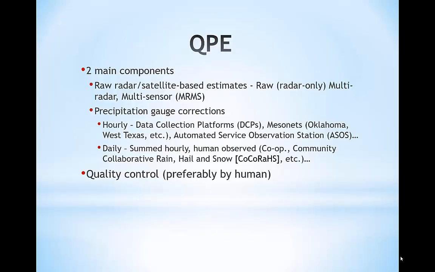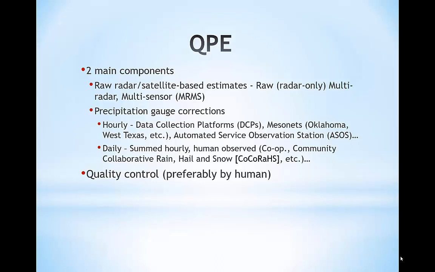Unadjusted, or raw QPEs, typically consist of not only radar information, but may also include satellite data, numerical model input, and/or automated gauge correction. Experience at the ABRFC with creating QPEs over the past 25 plus years continues to show that these QPEs are often not as accurate as human quality-controlled, QC'd, QPEs.